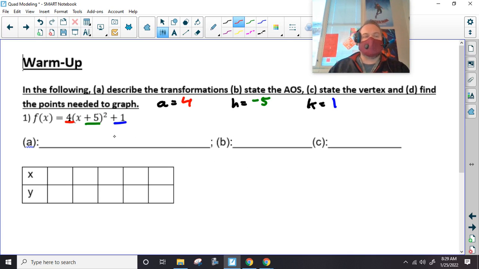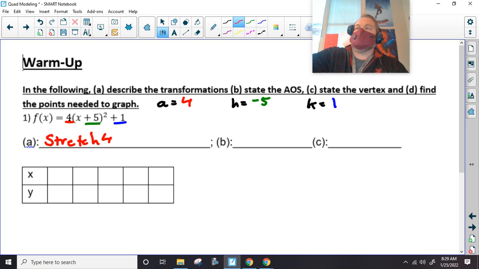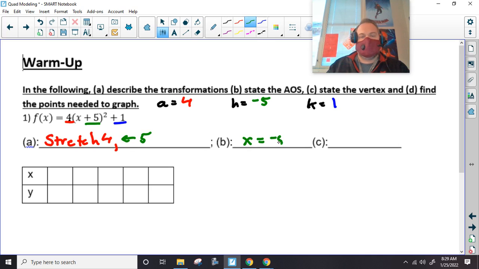All right, so we have to describe the transformations. So we're going to have a stretch of 4. This is going to go left 5. This means our x is -5. -5 goes here and here. And then our k is positive, so it goes up 1. 1 goes here. 1 goes here.